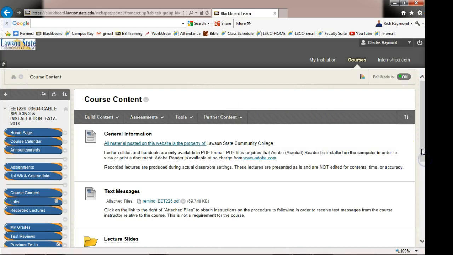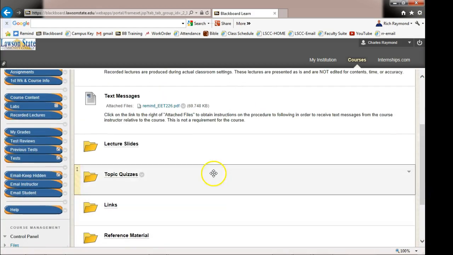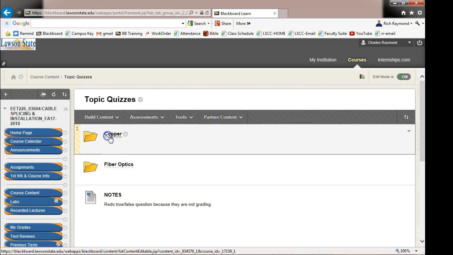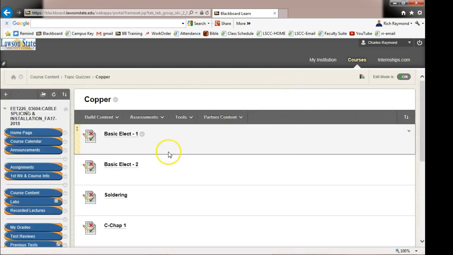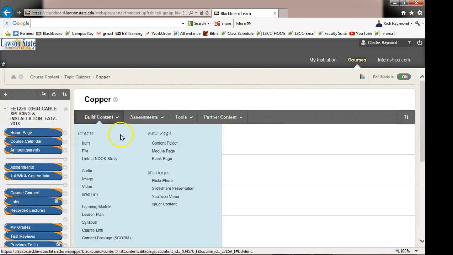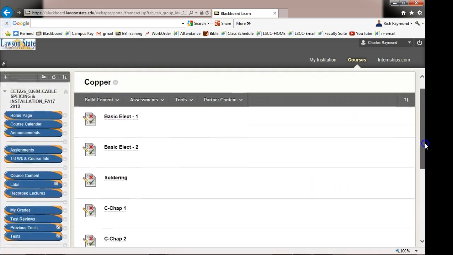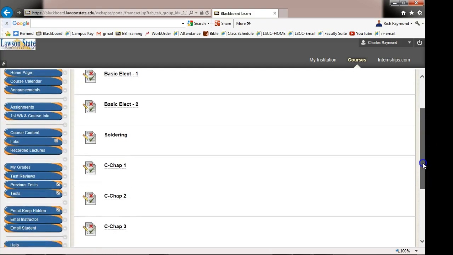And then we should have a section on topic quizzes. And then copper, which is basically what we're in because we're talking about electricity. And then basic electricity 1 and 2. Yeah, so this should be what that should say out there. Complete the basic electricity topic quizzes. So I'm going to change that slide. So the slide is changed.